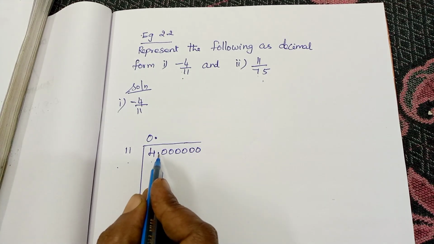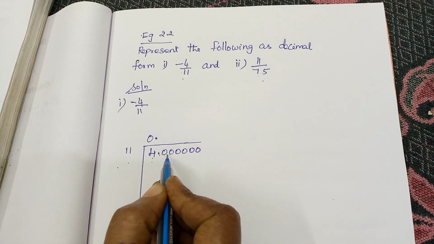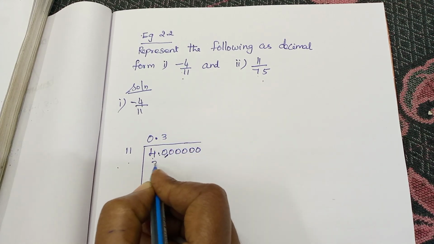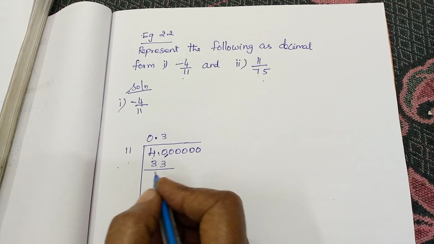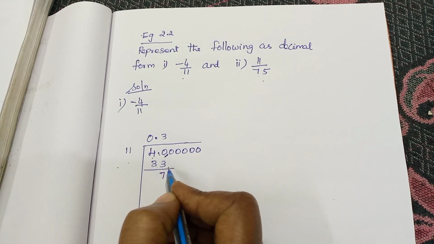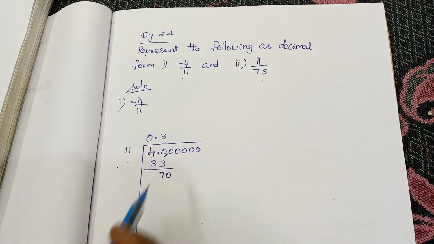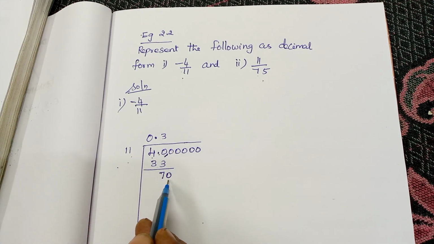Now first we have to take this 4 and this first 0, it becomes 40. Now say the 11 table: 11 3s are 33. Now we have to subtract 33 from 40, we get 7. Then the next 0 we have to take down, so it becomes 70. 7 cannot be divided by 11, so we take the next digit down.